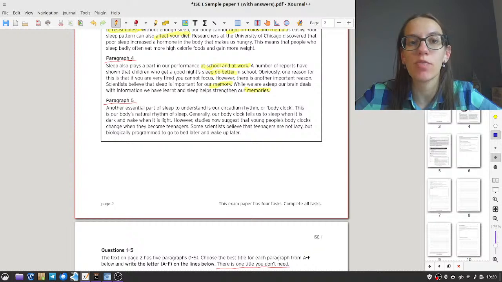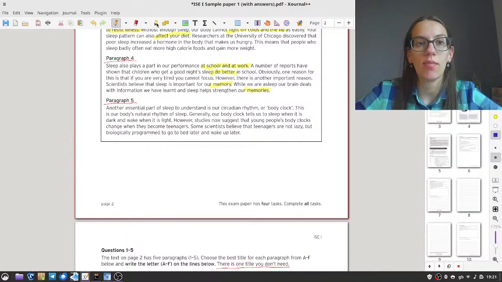Another essential part of sleep to understand is our circadian rhythm or body clock. This is our body's natural rhythm of sleep. Generally, our body clock tells us to sleep when it is dark and wake when it is light. However, studies now suggest that young people's body clocks change when they become teenagers. Some scientists believe that teenagers are not lazy, but biologically programmed to go to bed later and wake up later.